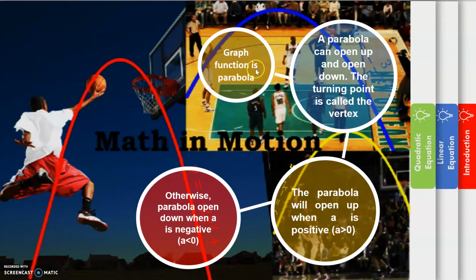A quadratic equation has the form of a parabola, which is, for example, given by this shape. A parabola can open up or open down depending on the value of a. If a is a positive value, then the parabola is said to open up. Otherwise, when the value of a is negative, the parabola opens down. And then we have a turning point. The turning point is located here and we call it the vertex.